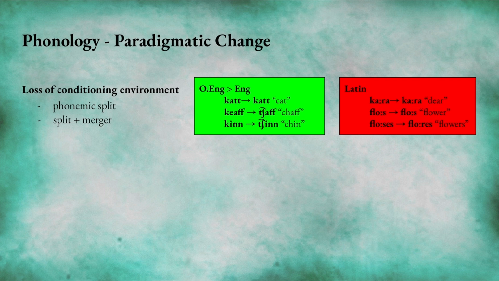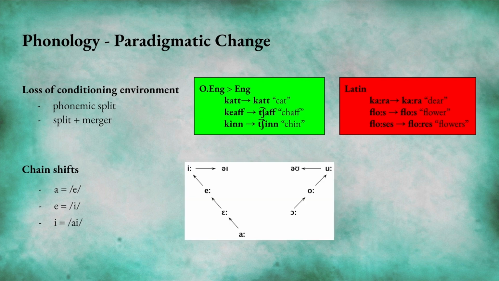Another type of shift is a chain shift, where many sounds are affected one after the other as a result of one change. Have you ever wondered why, when we learned the alphabet song in school, a is a is e, and e is I? It's because in English all vowels underwent raising or diphthongization as part of a chain shift a few hundred years back. So what used to be e is now pronounced I.